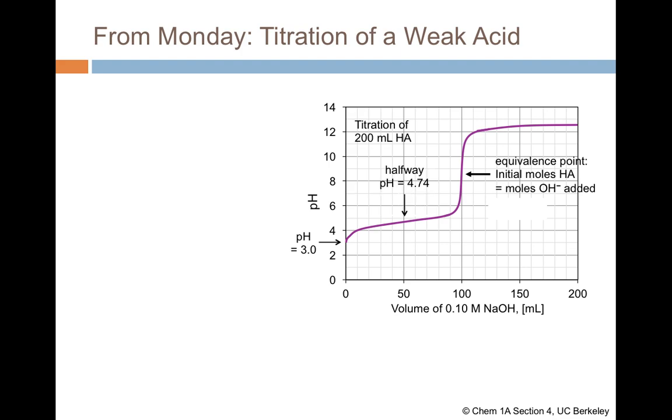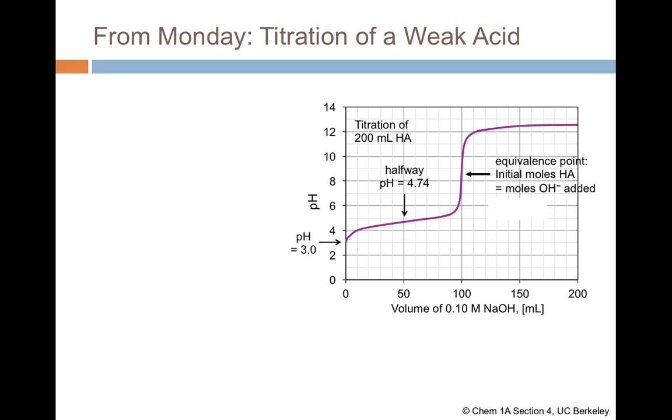Another special moment in the titration of a weak acid is the moment at which you are halfway to the equivalence point. So here our equivalence point occurred when we had added 100 milliliters of base. So halfway there would be at 50 milliliters of base, and we can measure the pH at that point and find that it is 4.74.